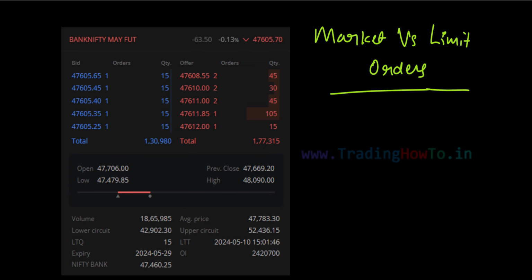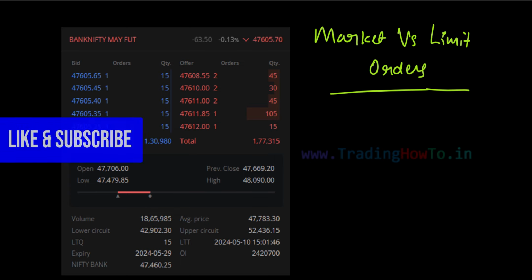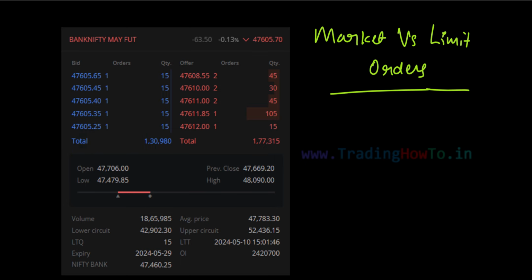If anyone is willing to sell to me at this particular price or any price better than this, then only I will buy. Similarly, when you place a limit sell order, you are saying that I want to sell this instrument at this price. If anyone is willing to buy at this price or any price better than this, then only I want to sell.